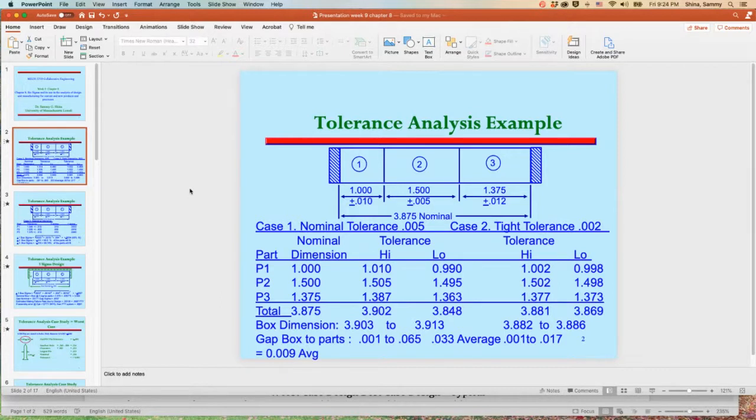In this particular case, we have 3 blocks, each with its own specifications. Block 1 has a width of 1 inch plus or minus 10 thousandths. Block 2 has 1.5 inches plus or minus 5 10,000ths. And block 3 has a specification of 1.375 inches plus or minus 0.12 inches. So the question becomes: how do you spec the cover for the 3 blocks?